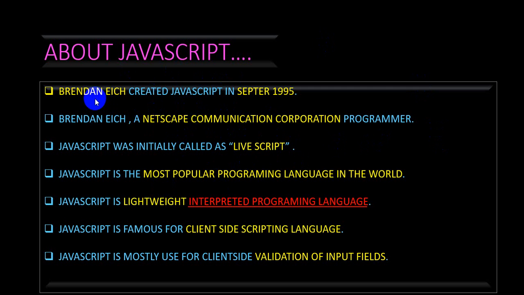The first thing is Brendan Eich. I have highlighted some words. Who is Brendan Eich? Brendan Eich is the founder, the author, the inventor of the JavaScript language. Most of the time the question may ask, who is the inventor, who is the founder of JavaScript? Students, again I am repeating, JavaScript is a computer language which was developed, created and invented by Brendan Eich, in the year 1995.